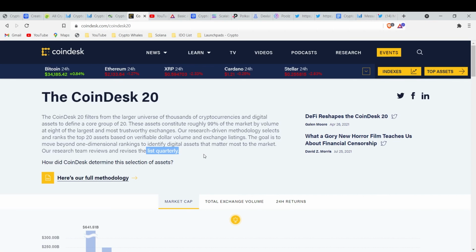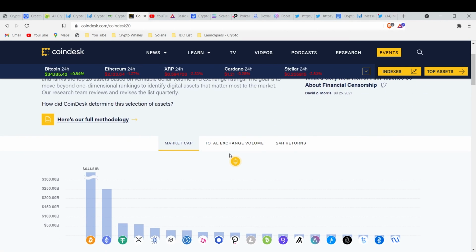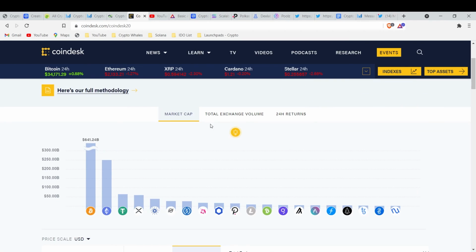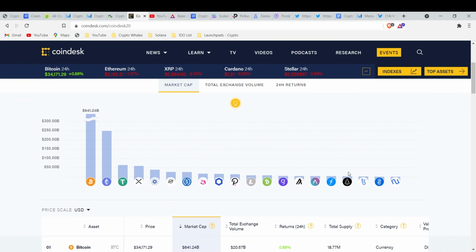So perhaps if you're very new to the crypto space, this may be a good place to start to look at: what are people actually buying and selling? What are the top 20 crypto assets that people are buying and selling? So as you can see here, these are the top 20 assets. And perhaps these are things that you can look at, right?